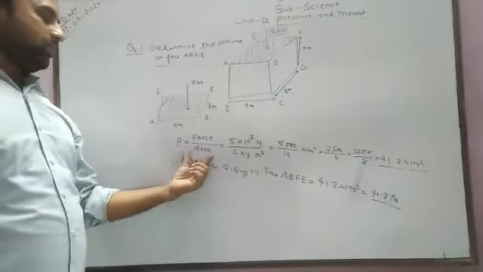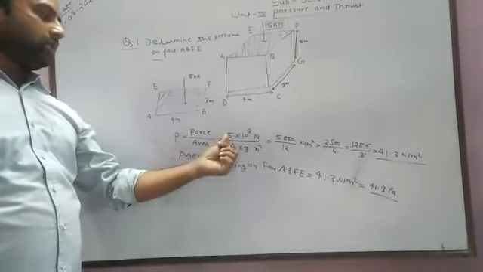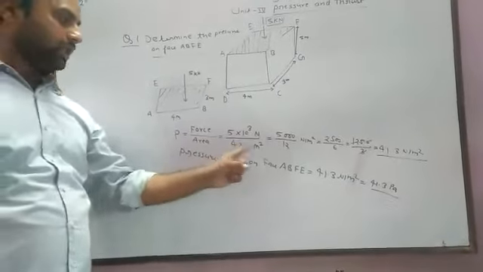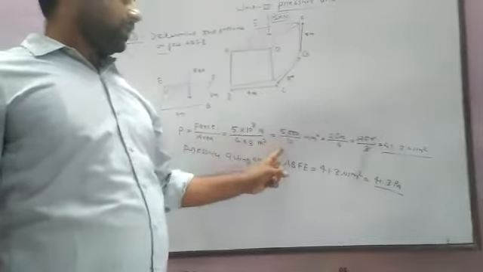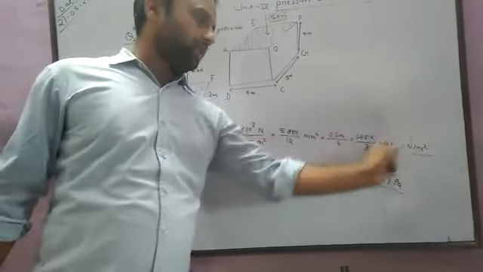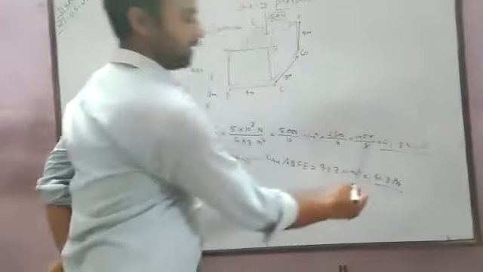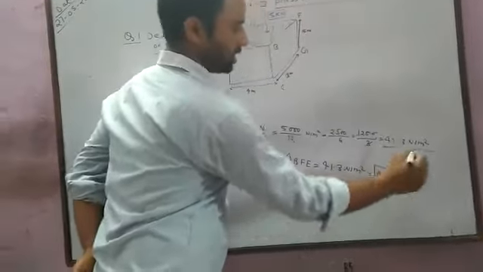The pressure is equal to force upon area. This is kilonewton, so 5 into 10 to the power 3 Newton upon the area of this face, which is 4 into 3 in meter square. 5000 upon 12. We have to solve this for this question, and 416.7 Newton per meter square is the final answer, and this is also written as Pascal.